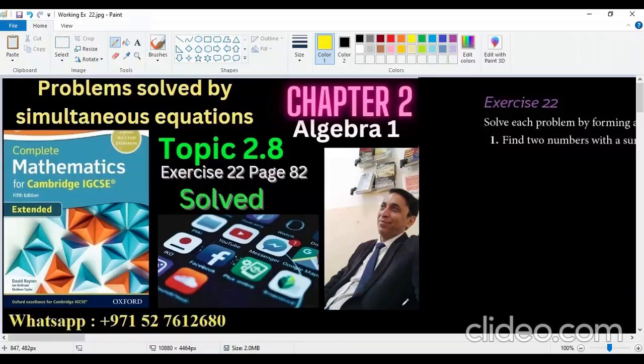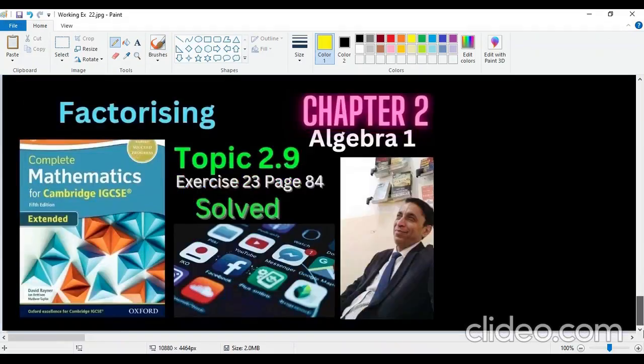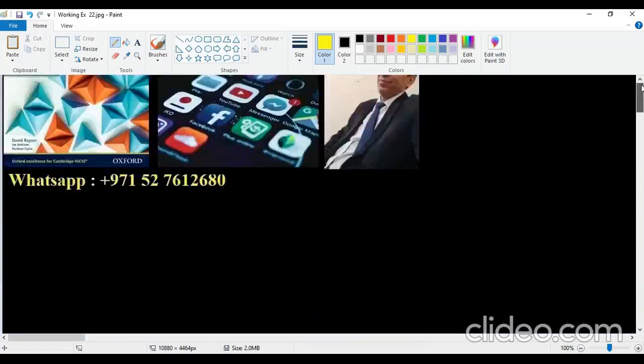Both the methods of elimination and substitution are going to be used frequently in this whole exercise. So basically, this exercise explains how simultaneous equations are used in daily practical life. Just to let you know, this is the last exercise on simultaneous equations. Soon after this is going to be exercise 23. That topic is going to be on factorization. So from exercise 23 onwards, we'll be working on factorization throughout.